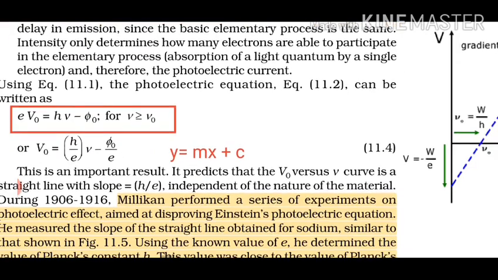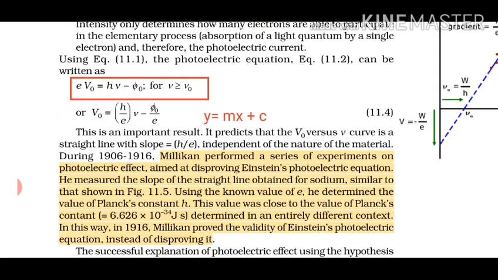Millikan performed a series of experiments on the photoelectric effect. Basically his aim was to disprove Einstein's photoelectric equation. He measured the slope of the straight line for sodium, similar to that shown in the figure. Using the known value of e, he determined the Planck constant and found that the value came very close to it, which is 6.626 into 10 raised to power minus 34 joule second.